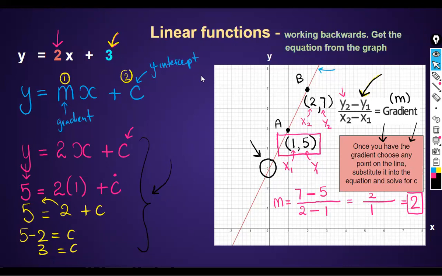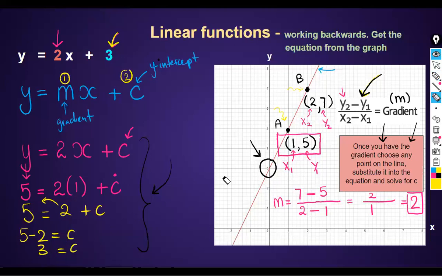Right, let me know when you're finished. I will move on to choose. Remember, when it comes to finding C, your y-intercept, it doesn't matter which point you choose. You could either choose point A or you could choose point B. You think if we choose point B, we're going to get back the same answer of 3?